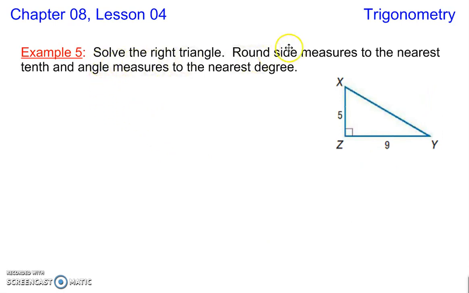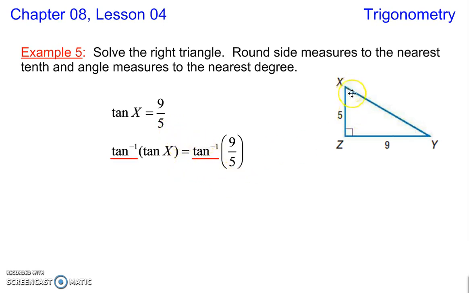Now, to solve a right triangle. Solve a triangle means find all the missing measures. So we're going to find the missing length, and we're going to find the missing angles. We know this one's 90, so we want to find the other two and the missing length. We know the opposite and adjacent legs. We don't know the hypotenuse, so we can use tangent if we know the legs. So 9 over 5. And we use the inverse tangent to get the measure, so the measure is approximately 61 degrees.